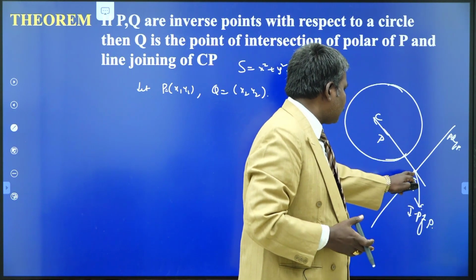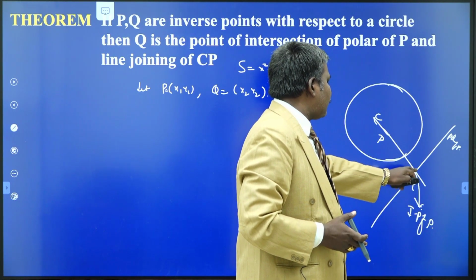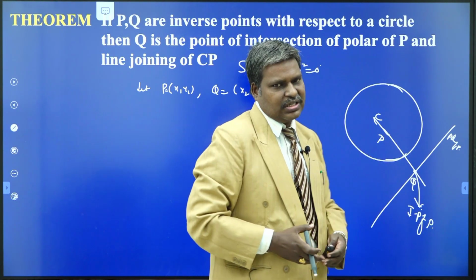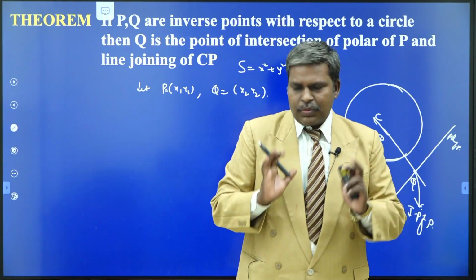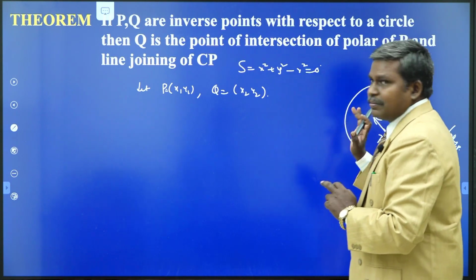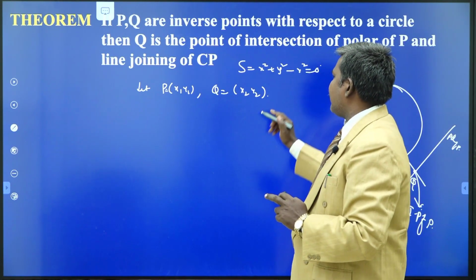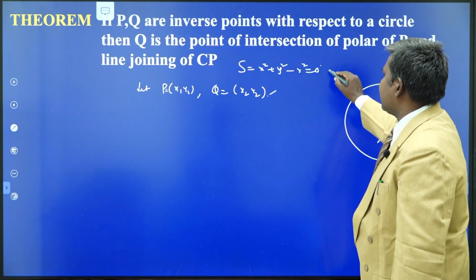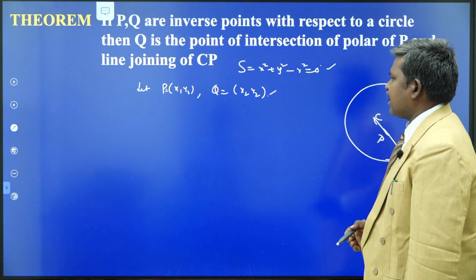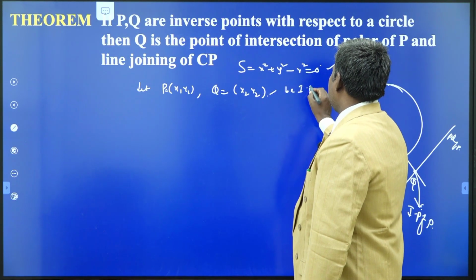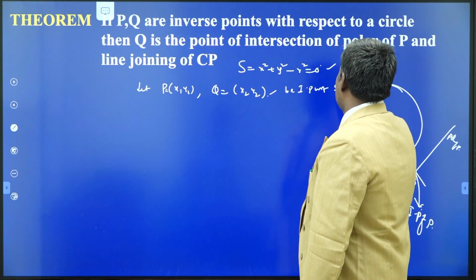Similarly, you can reverse also. The point of intersection of the polar of Q and the line joining CP is the inverse point of Q with respect to the circle. Be careful. Keep in mind: P equals (x1, y1), Q equals (x2, y2), and your circle is x square plus y square equals r square. These two are inverse points with respect to S equals 0.